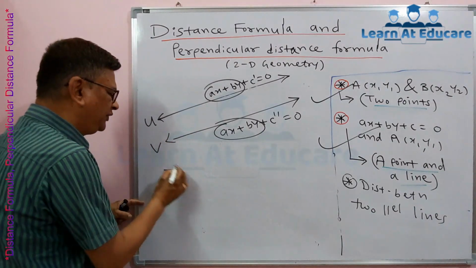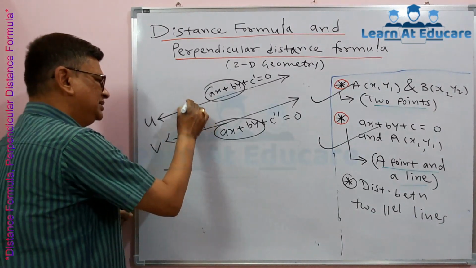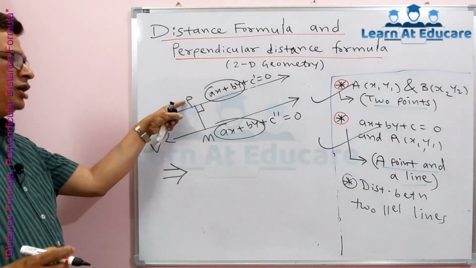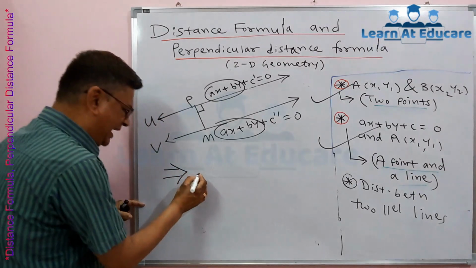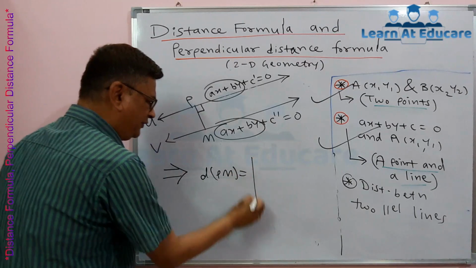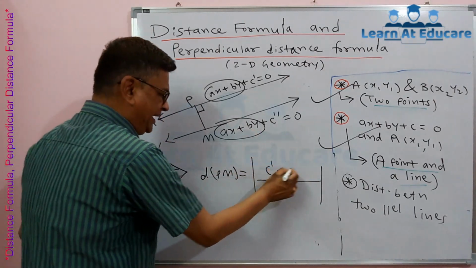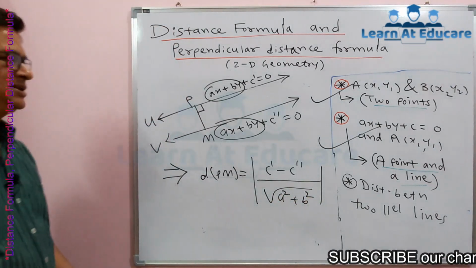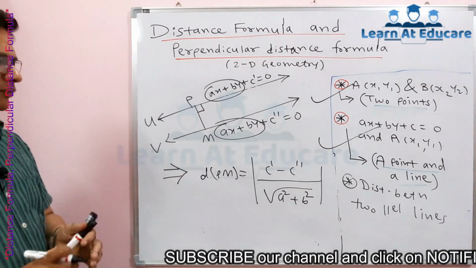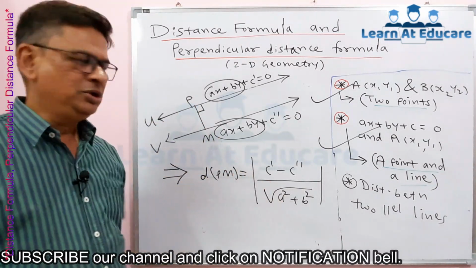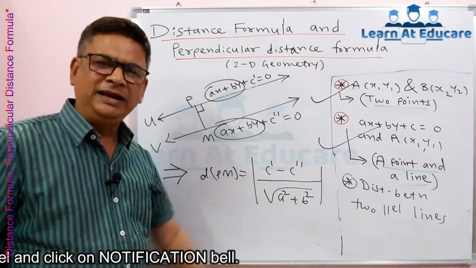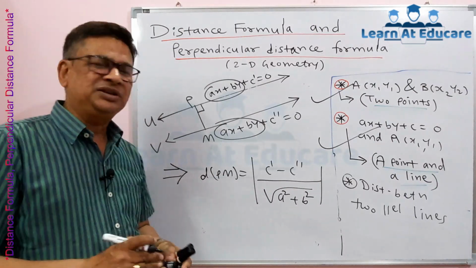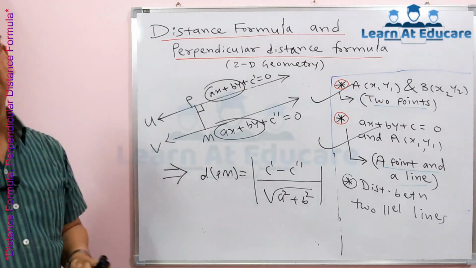Now the distance between these two parallel lines is the distance PM, which is a perpendicular distance. From M, draw the perpendicular to the other line, so PM. That distance PM is given by the mod of (c' minus c'') divided by the square root of a square plus b square. So we require this formula for finding the distance between two parallel lines, provided we know their equations in this format. So that is the small information about the distance formula and the perpendicular distance formula.